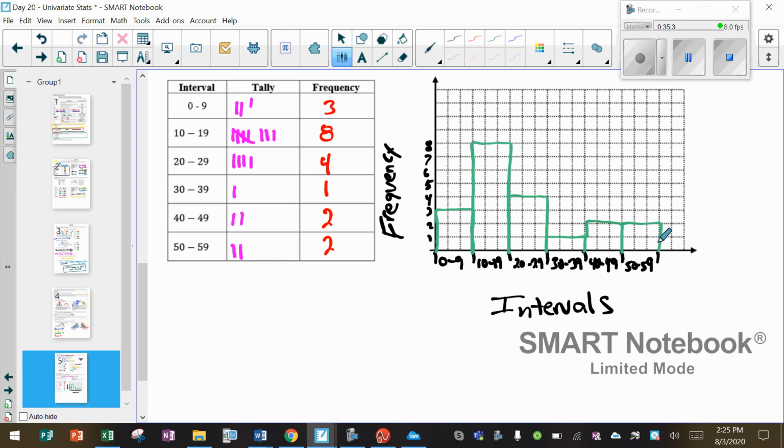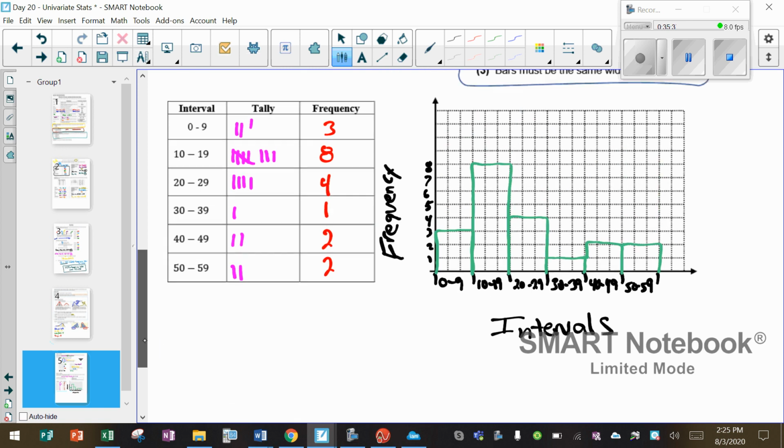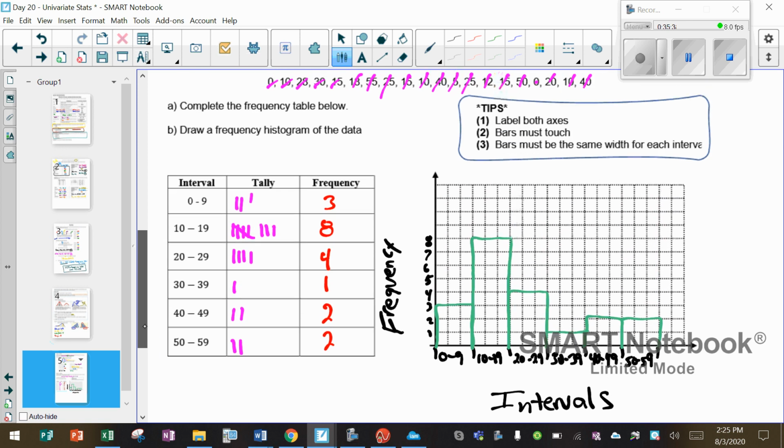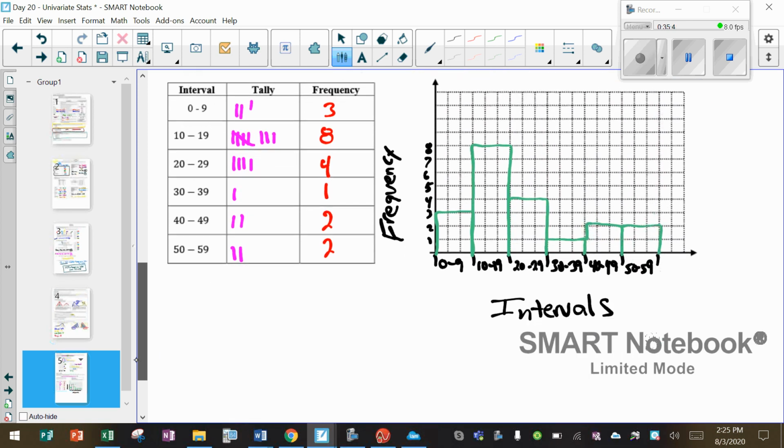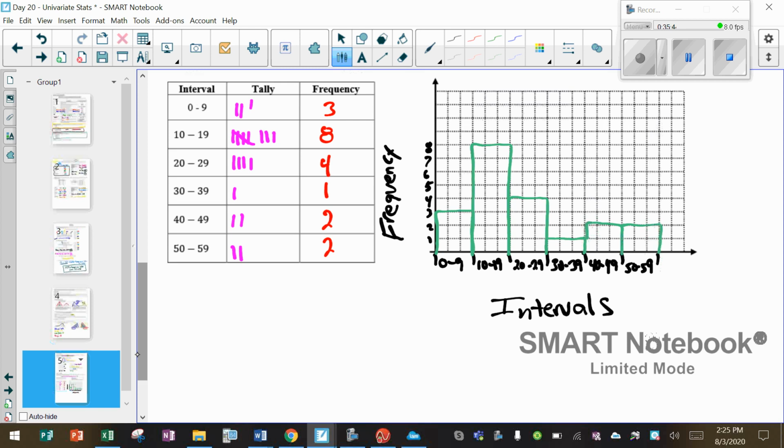I know a lot of people like to color in their bars. You're totally welcome to do that, but you do not have to. That is not necessary. That is not a requirement. That is not part of the grading. Being able to color within the lines is fantastic, but that is more of an elementary thing, not a high school algebra thing. So we are done.